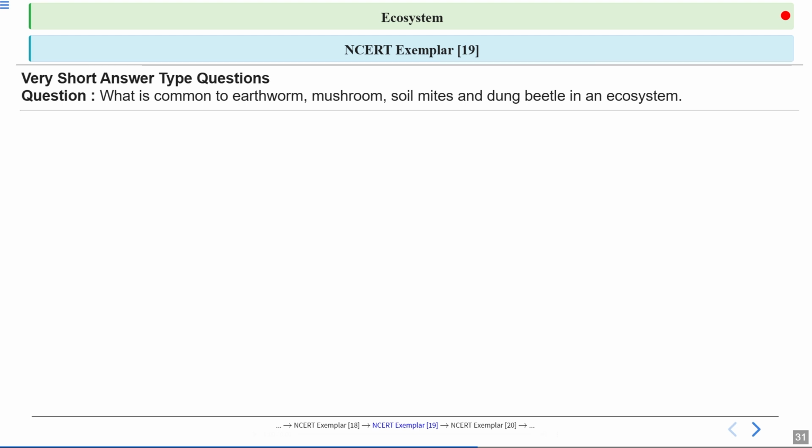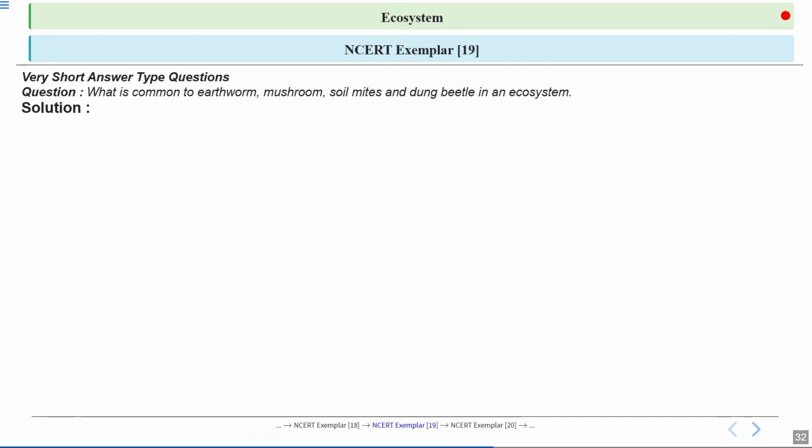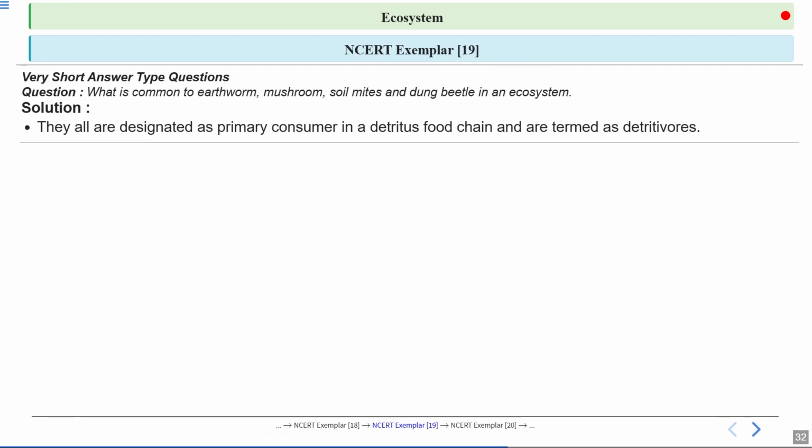Now, next question is, what is common to earthworm, mushroom, soil mites, and dung beetle in an ecosystem? Let's have a look at the answer. So these organisms are all primary consumers in a detritus food chain and they are known as detritivores. This means they feed on dead organic matter and they help to break the organic matter and recycle nutrients back into the ecosystem. Okay, so all of these, they are the primary consumers. Okay, this is clear.